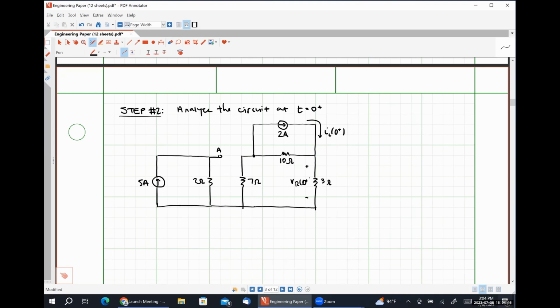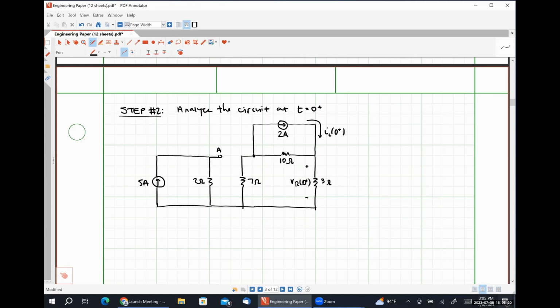And this is VR at 0+. So let me talk very briefly about why I'm choosing to represent my inductor this way at t is equal to 0+. We're not talking about t greater than 0+, just this very specific instant in time. The current flowing through our inductor is fixed. It cannot change.